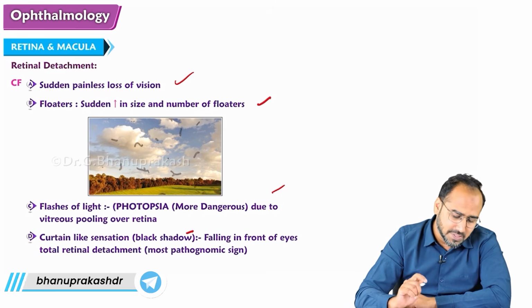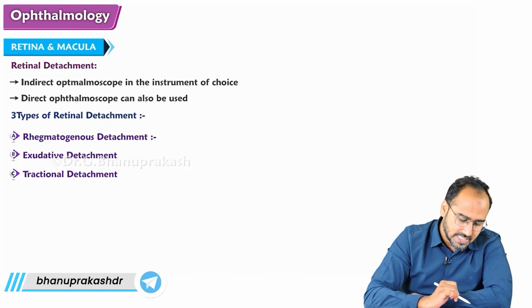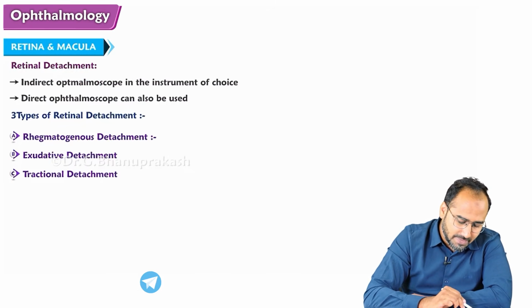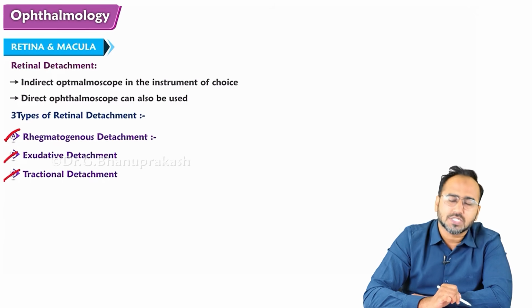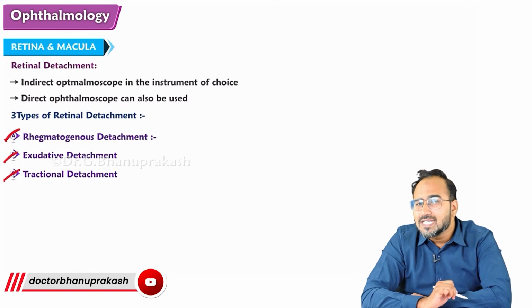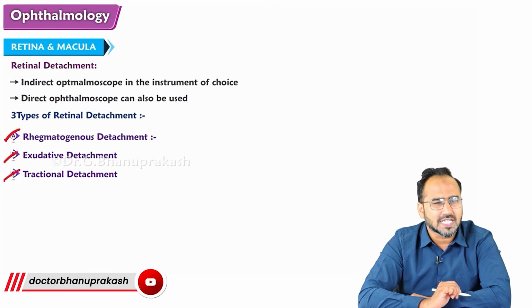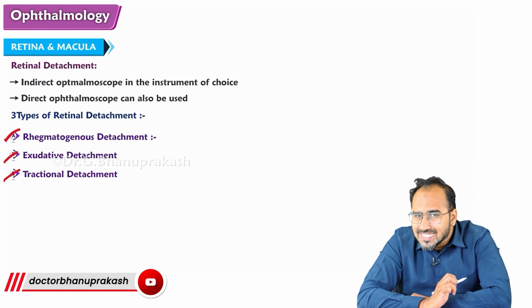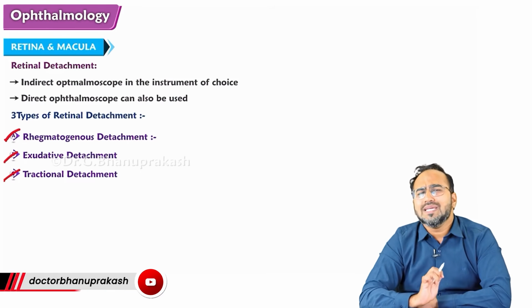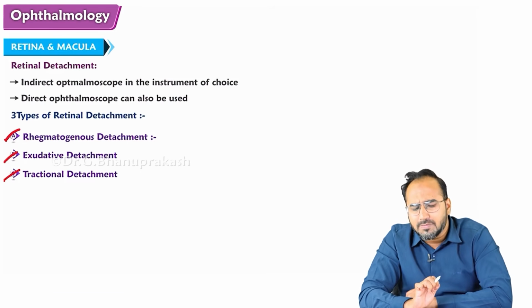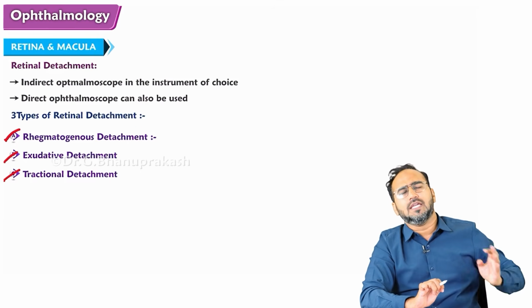Now there are three types of retinal detachment that we need to discuss. One type is called rhegmatogenous retinal detachment, another is called exudative, and the last is called tractional retinal detachment. Starting with rhegmatogenous retinal detachment, who is at risk of developing it?